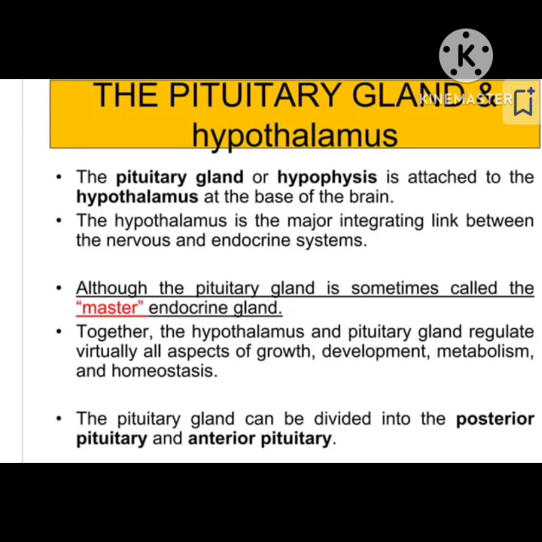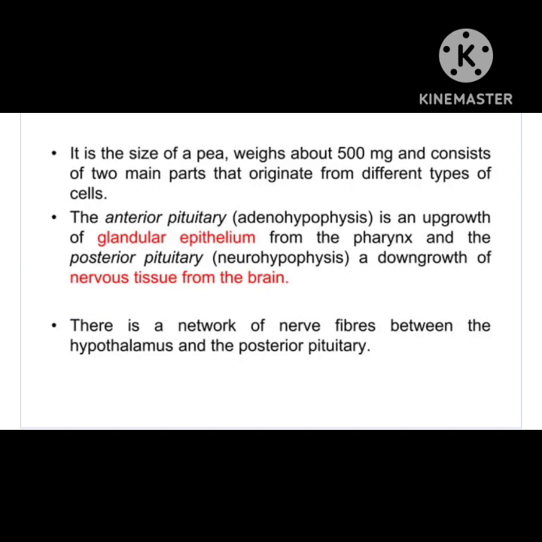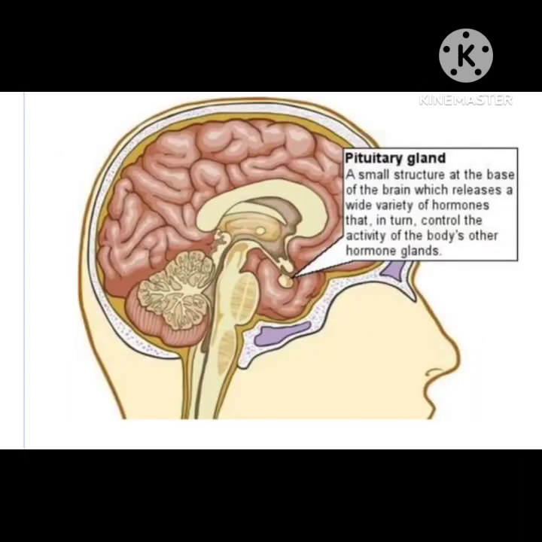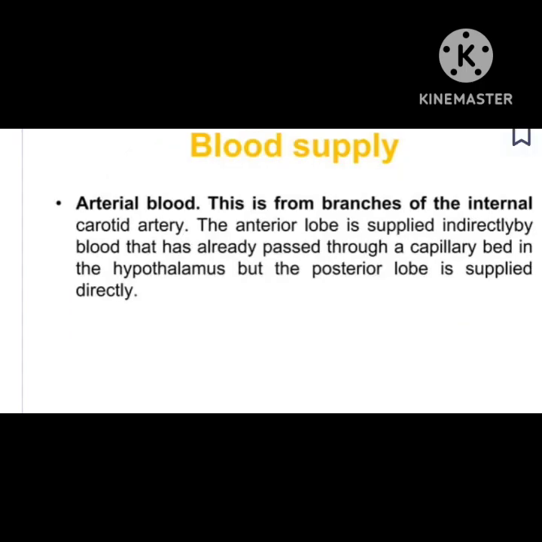You can see here that the pituitary gland is about the size of a pea. Its weight is about 500 mg, and it consists of two main parts that originate differently: anterior and posterior pituitary. You can see in this picture the position of the pituitary gland. It is situated at the base of the brain, and it releases a wide variety of hormones.